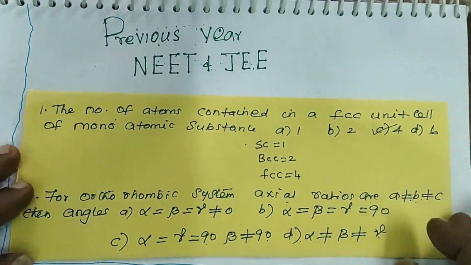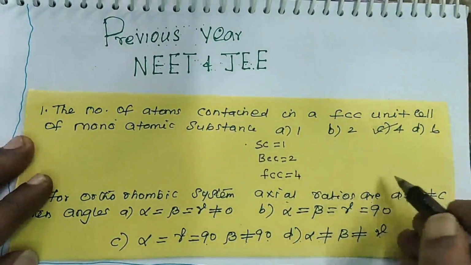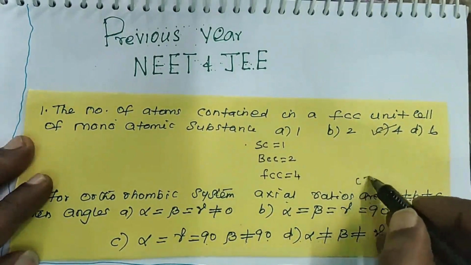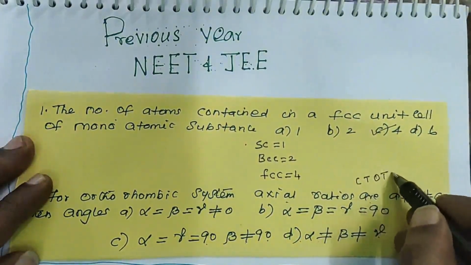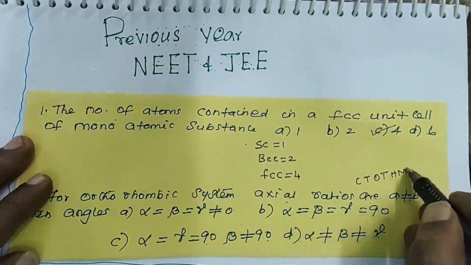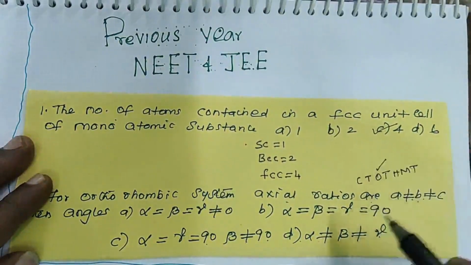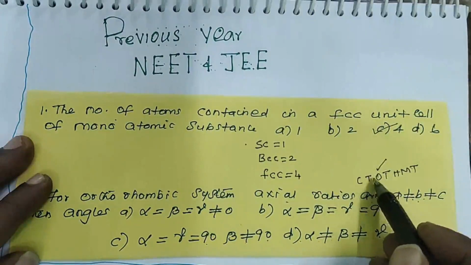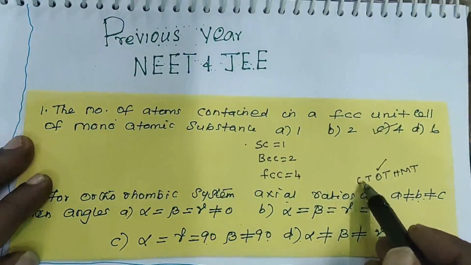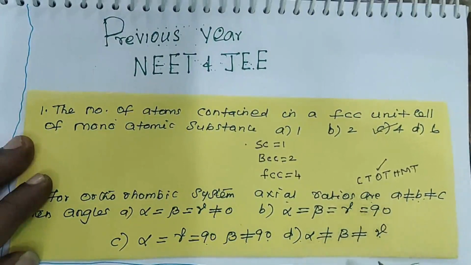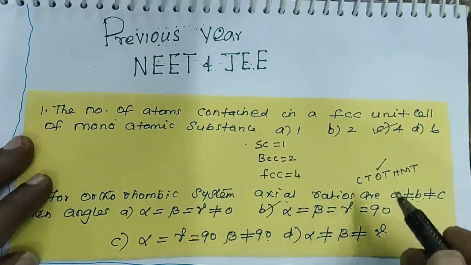So here is the trick. What is the trick? H, CT, OT, HMT. That is, here it is orthorhombic, O. So in the row O, all the angles are the same. So here the answer is option B. Alpha is equal to beta is equal to gamma is equal to 90 degrees.